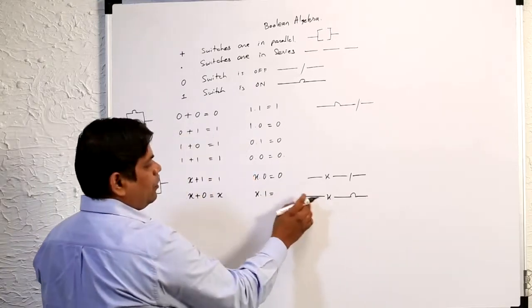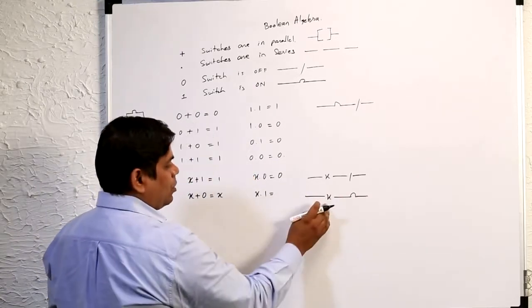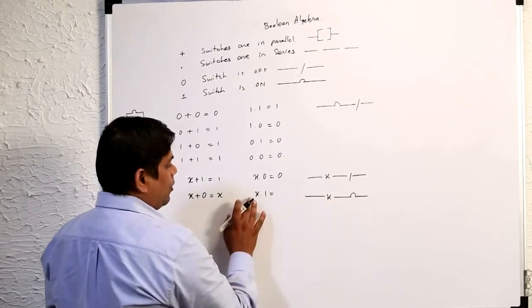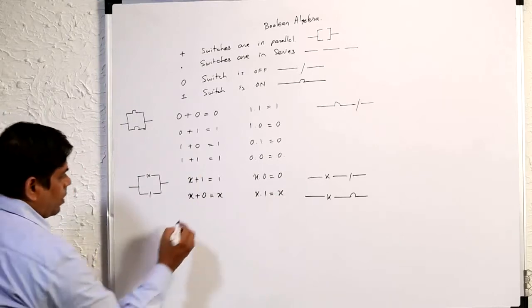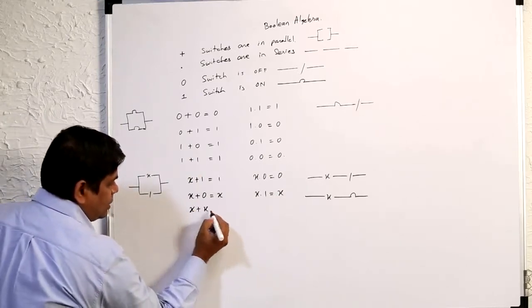If x is off, this will not let current pass. If x is on, then only it will let current pass. So therefore, x dot 1 is going to be x itself. Now let us see x plus x.